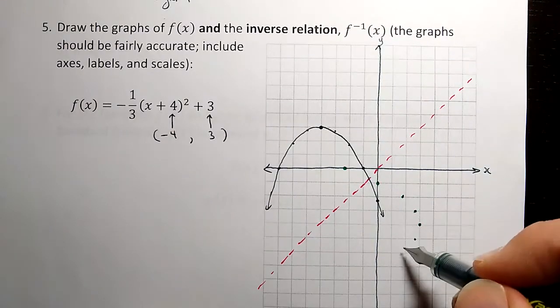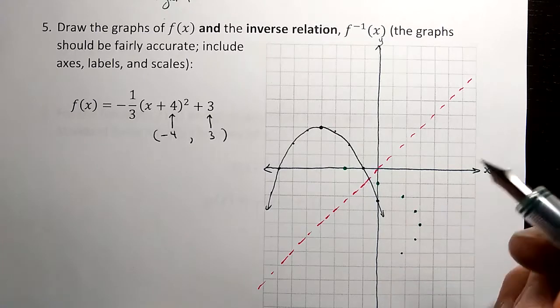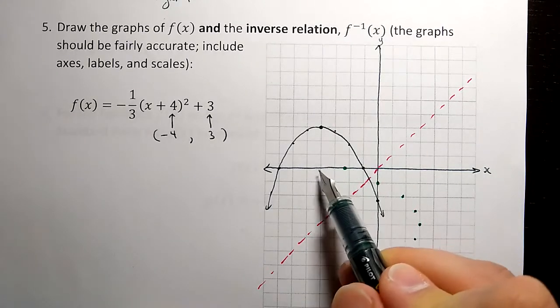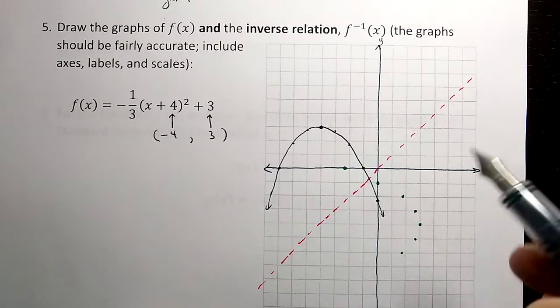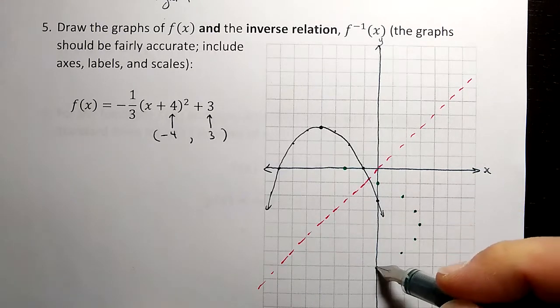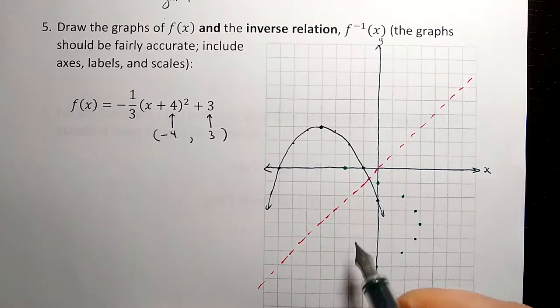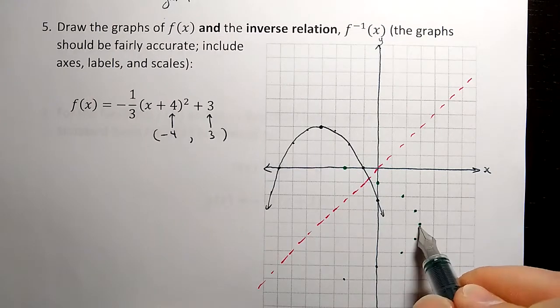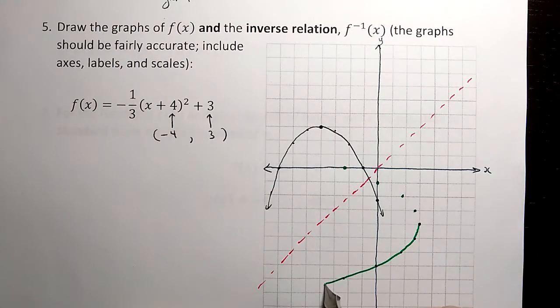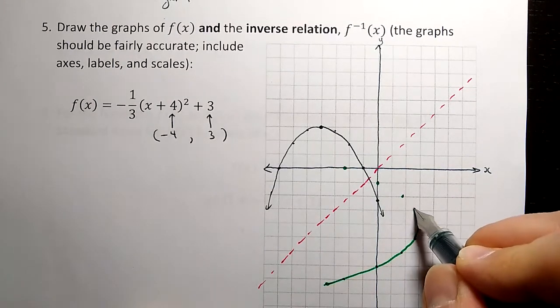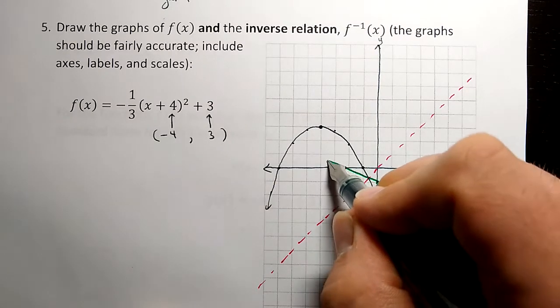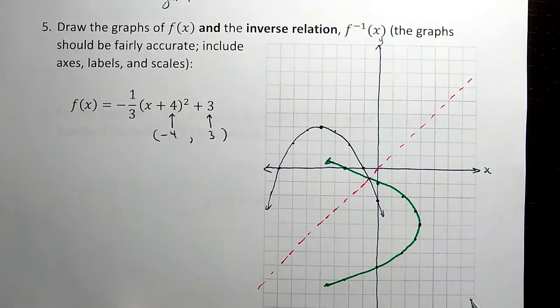Once you have enough of these points copied over, and let's see, that was at negative 7. Just count that. Yeah, that's looking good. Then that'll be enough for you to sketch the graph of the inverse.